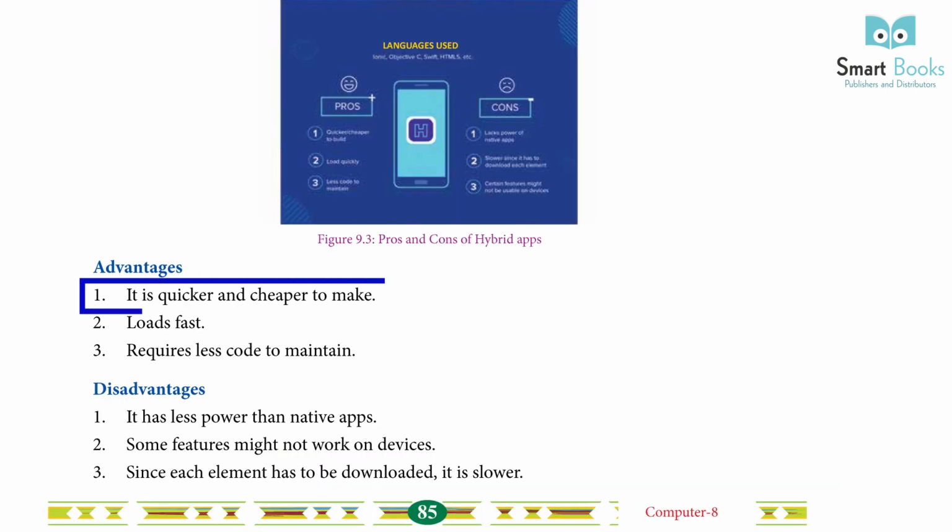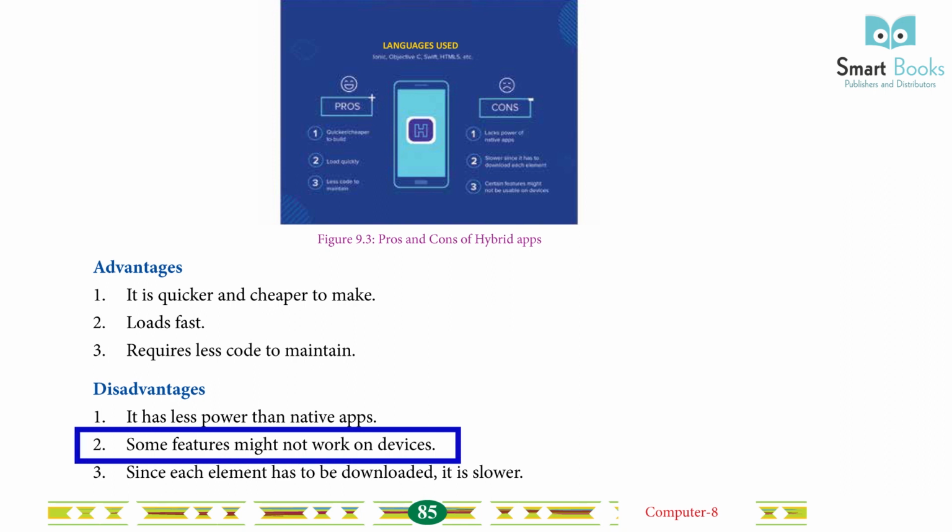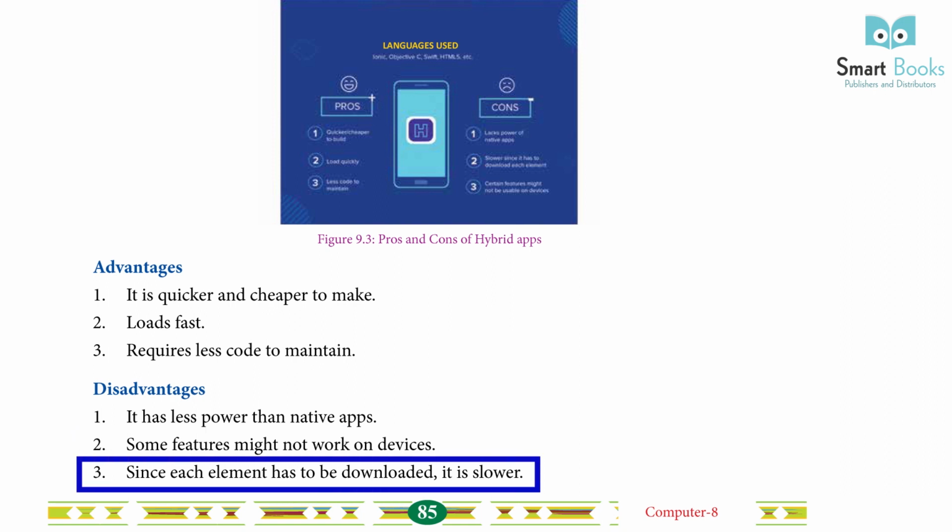Advantages: 1. It is quicker and cheaper to make. 2. It loads fast. 3. It requires less code to maintain. Disadvantages: 1. It has less power than native apps. 2. Some features might not work on devices. 3. Since each element has to be downloaded, it is slower.